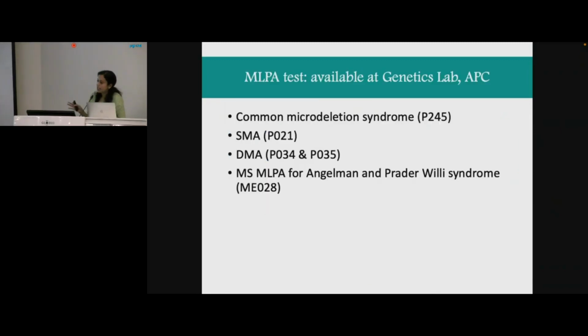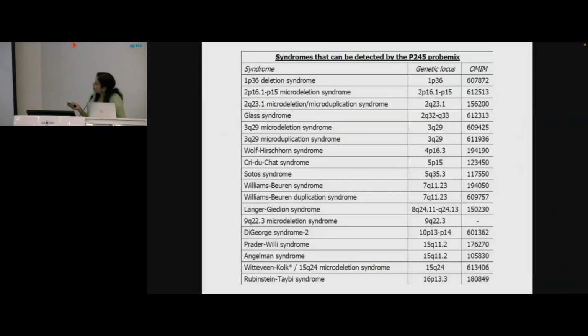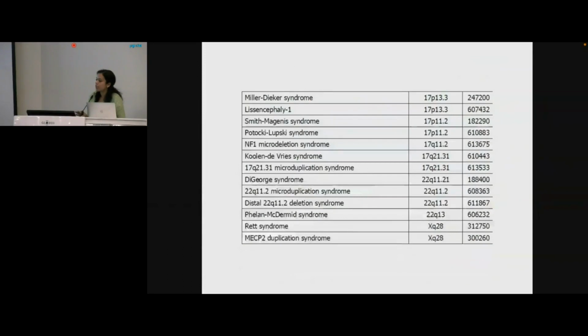These are the common MLPA tests available at our lab. We are doing common microdeletion syndromes, SMA, and DMD. MS-MLPA is methylation-specific MLPA for Angelman and Prader-Willi, and we have also started doing it for CAH. This is the list of common microdeletions that this probe set covers. For all these disorders, you can order a single test, MLPA, with probe set P245. It covers nearly 45 monogenic disorders.